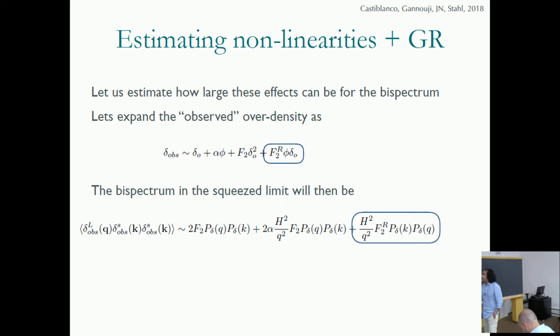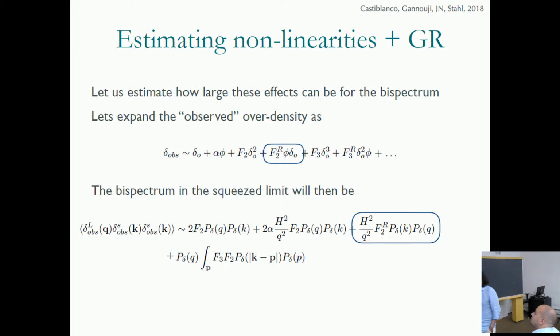So I get a correction due to this linear term that goes like this, and a correction due to the nonlinear term that goes like this. And we notice that parametrically, they are of the same order. So you have to compute the second order relativistic corrections. That's trivial. I mean, you know that for the bispectrum at tree level, you have to go to second order.